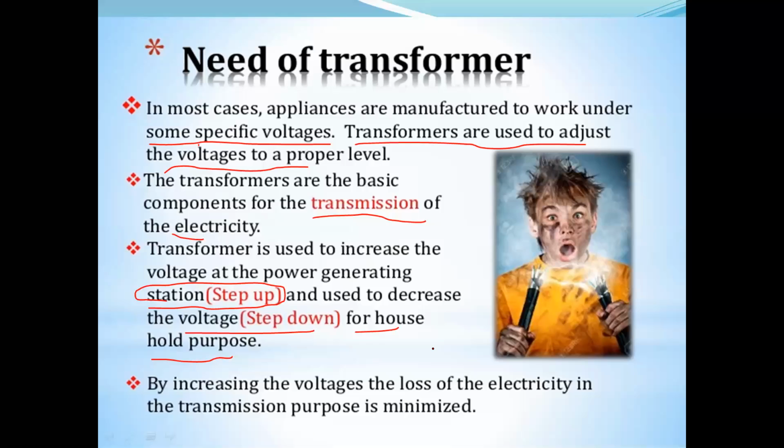So losses decrease by increasing the voltage values. I already explained that.